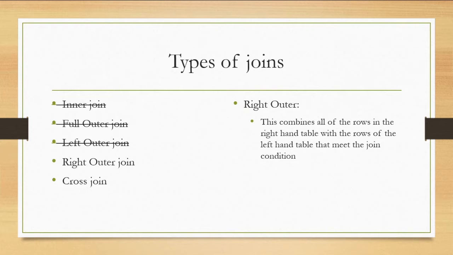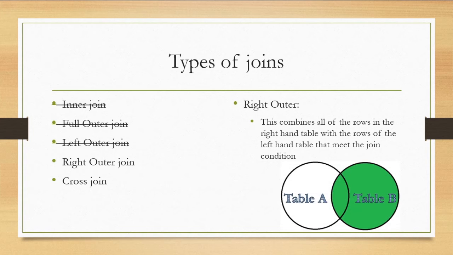Let's look at the right outer join. This combines all of the rows in the right-hand table with the rows in the left-hand table that meet the join condition. So it's the opposite of the left outer join. There's a graphical representation where you can see table B, the right-hand table, is green, including the intersection part.